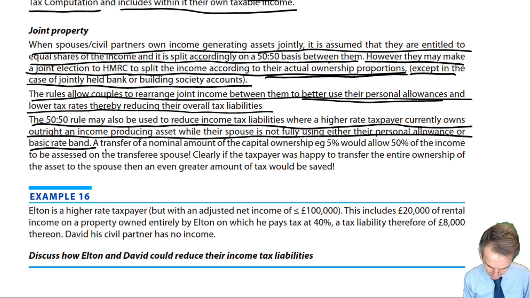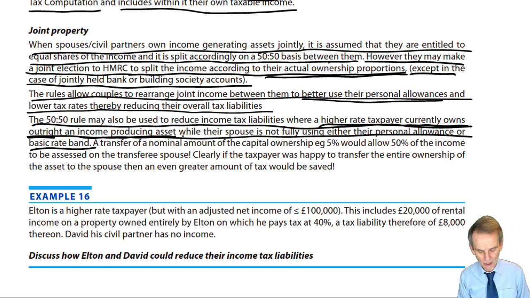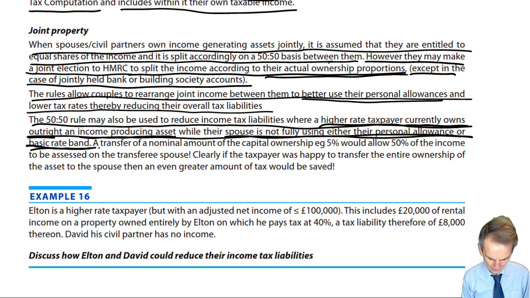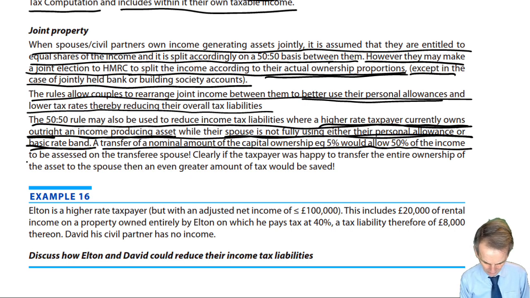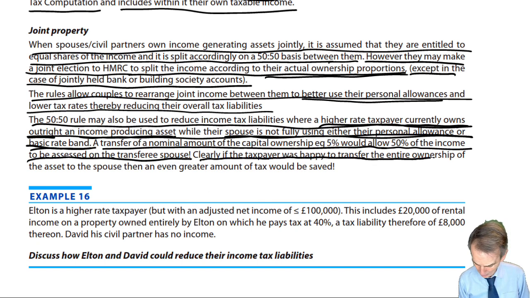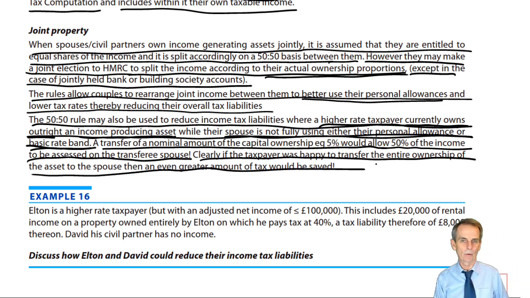for this individual here, where a higher rate taxpayer currently owns outright an income producing asset, let us assume a rental property, while their spouse is not fully utilising either their personal allowance or their basic rate band, then a transfer of a nominal amount of the capital ownership, as we just said, for example 5%, would allow 50% of the income to be assessed on the transferee spouse. Clearly, if the taxpayer was happy to transfer the entire ownership of the asset to the spouse, then an even greater overall amount of tax would be saved.